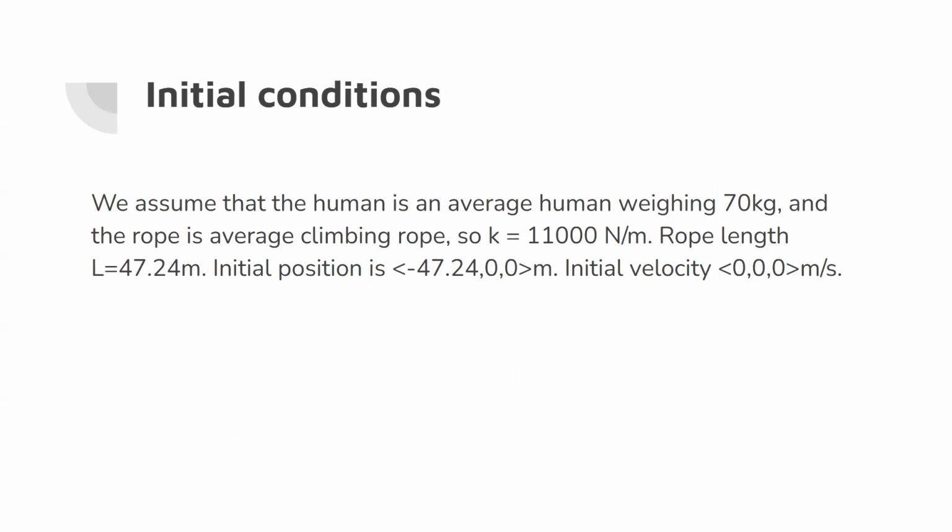Initial conditions. Assume that the human is an average human because we do not know their mass and they look pretty average. So I would say that they're like 70 kilograms. The rope is an average climbing rope. I just found information online, which was 11,000 newtons per meter, and the rope length was 47.24 meters. The initial position was obvious, and velocity is zero because we do not account for the jump, as there is no way to calculate with what speed the human was jumping.